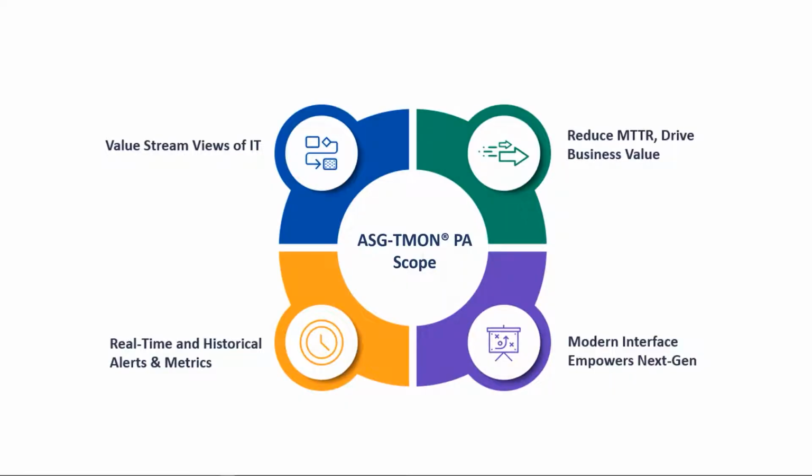ASG TMON PA Scope gives infrastructure and operations leaders and their operations teams a modern, intuitive performance management solution that presents a graphical end-to-end view of near real-time and historical system alerts aggregated across technology silos into a single value stream, as well as a dynamic visual of the metrics driving alerts.